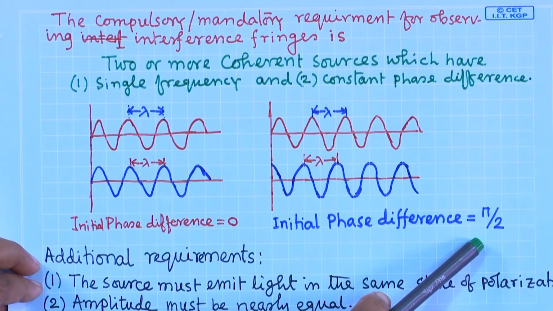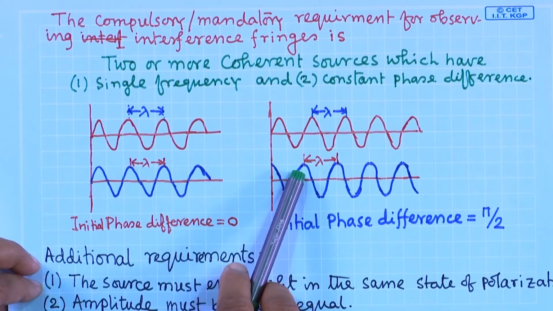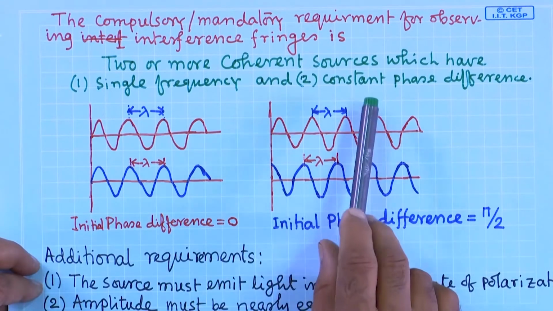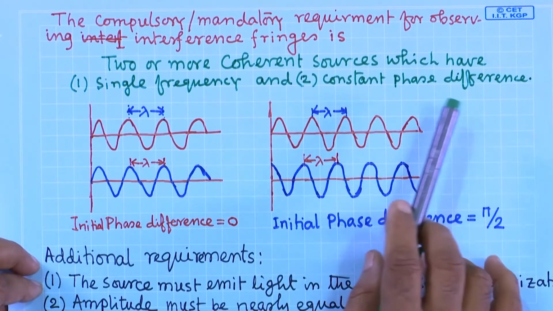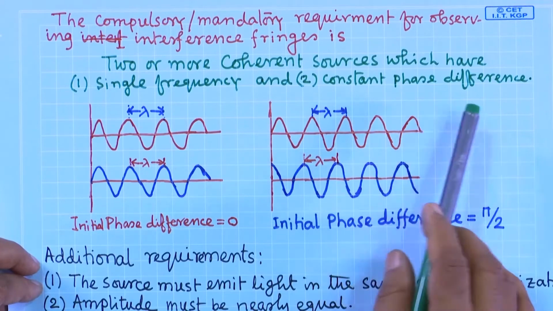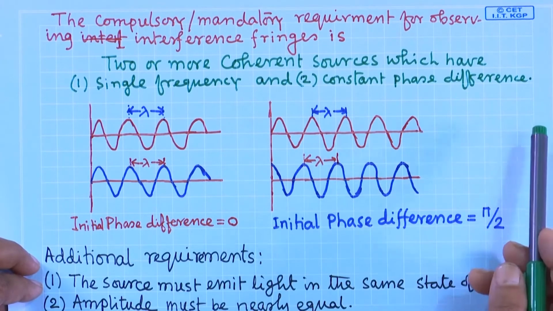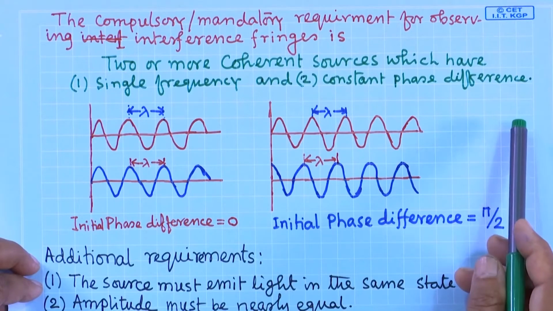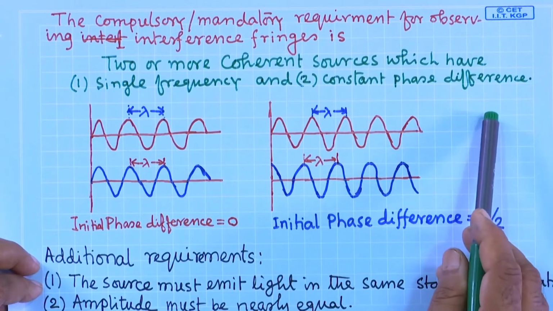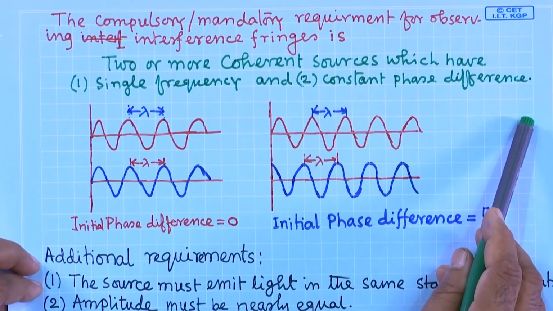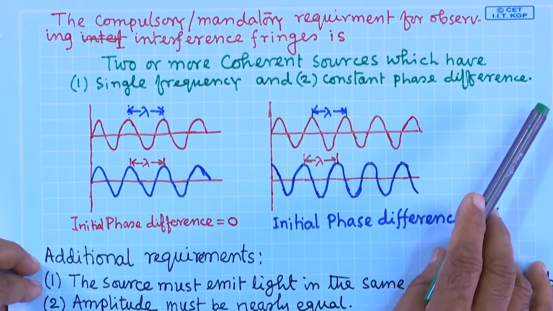So, this initial phase difference has to be constant in general, wherever also at the meeting point where they will interfere, at that point also total phase difference including the initial phase difference has to be constant with time. Okay. So, then we tell the sources are coherent.